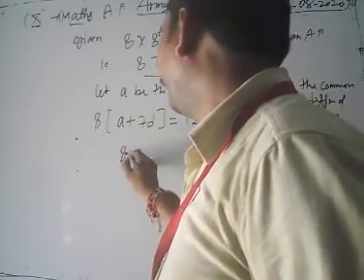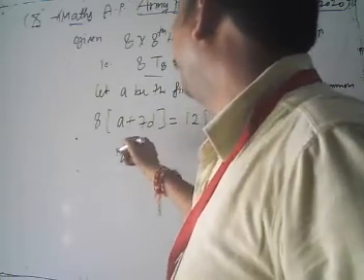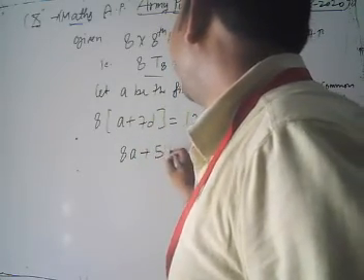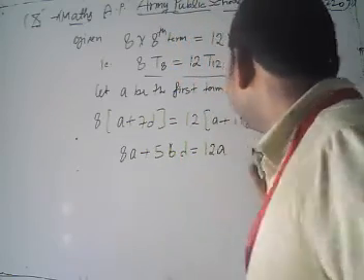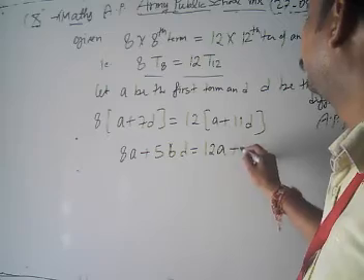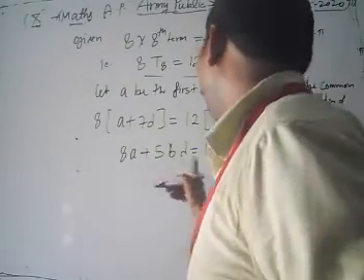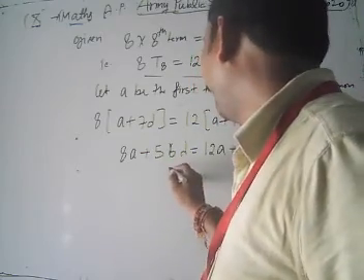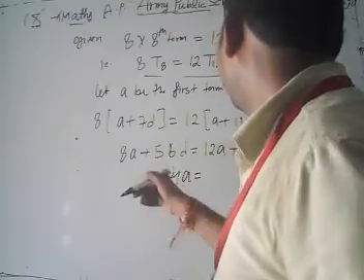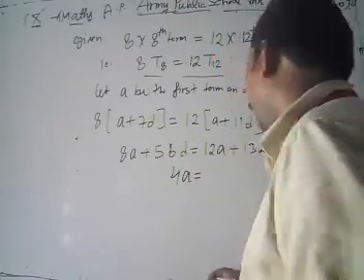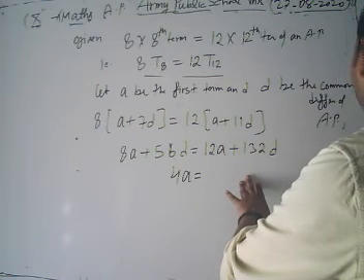What do we get? We get 8A plus 8 times 7, 56D, is equal to 12A plus 12 into 11, 132D. Now we are going to solve it. 12A minus 8A, what do we get? We get 4A is equal to, moving the 8A across, 4A is equal to 56D minus 132D.